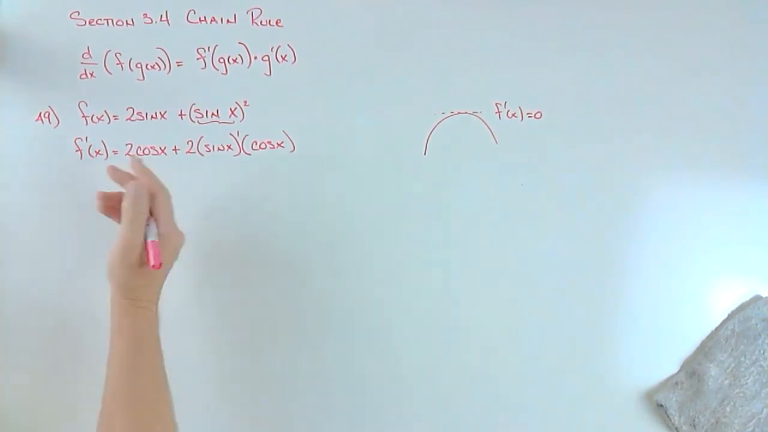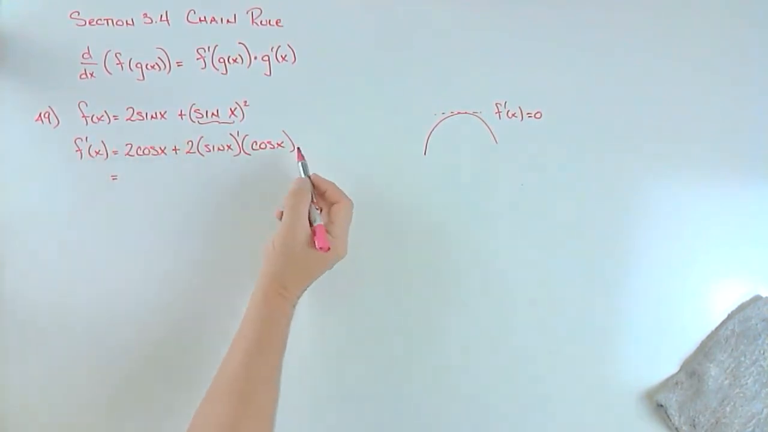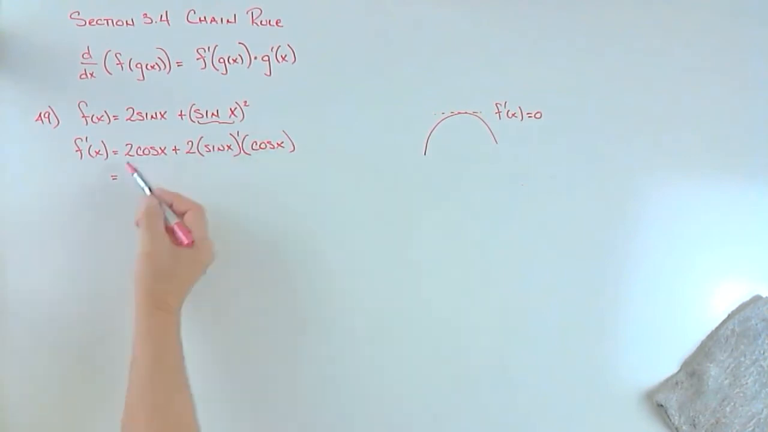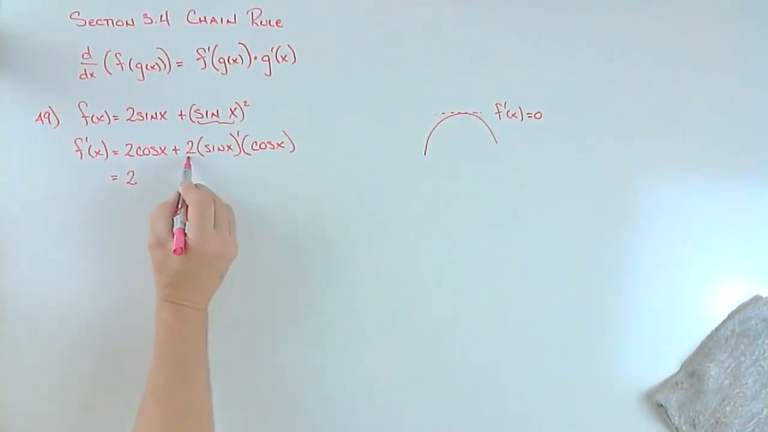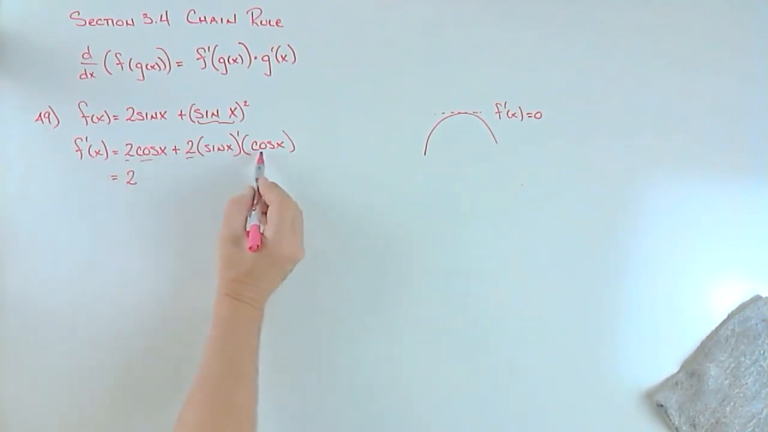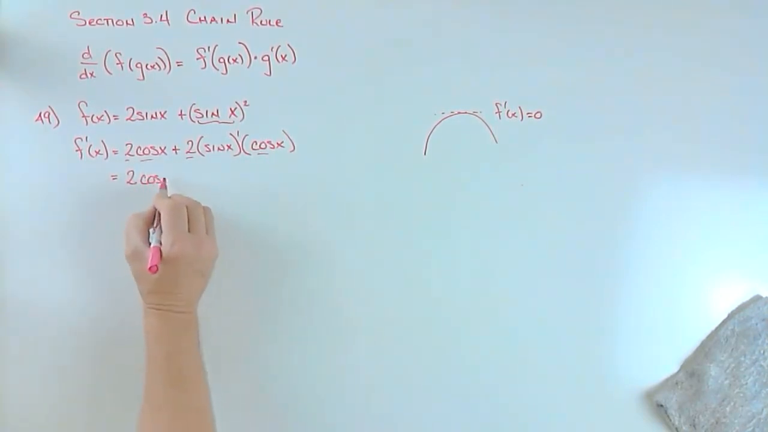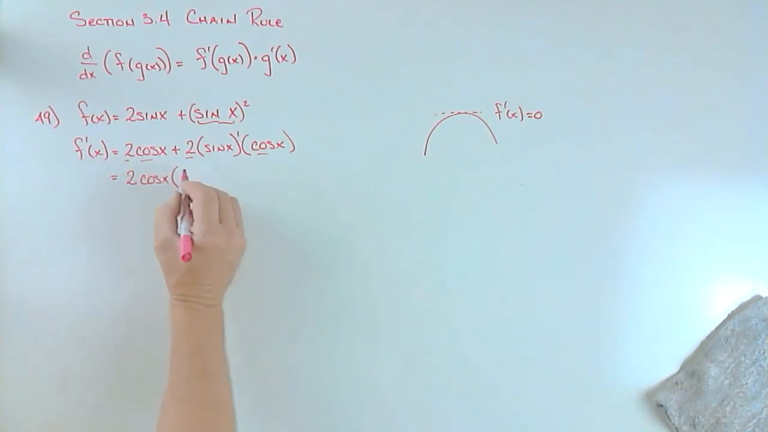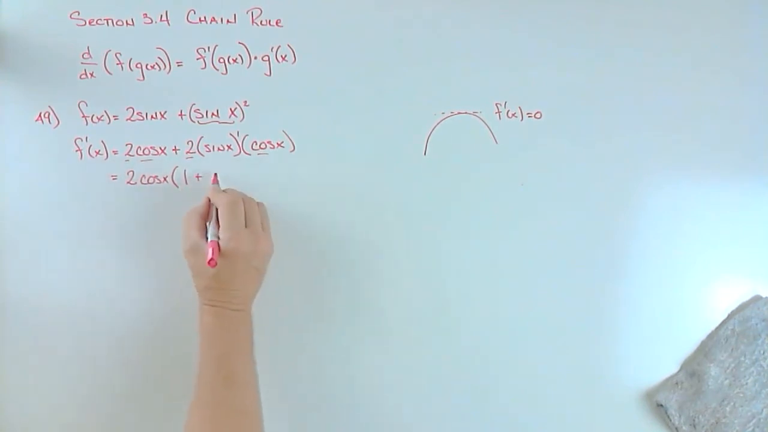Now, we factor, because we want to set this equal to 0. So the only way we're going to be able to solve that is to factor. We have a common factor of 2, 2, 2. Common factor of cosine, we'll take that out. And here we're going to have a 1, and here we're going to have sine.